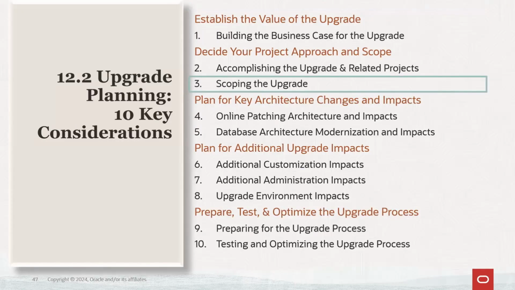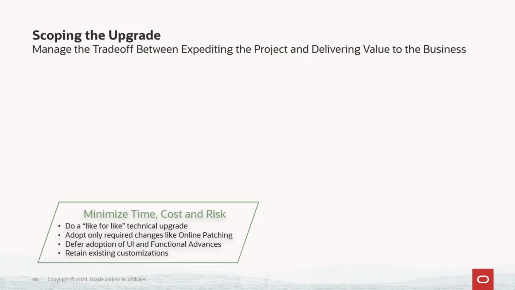All right, let's talk a little bit about how you're going to scope the upgrade to 12.2. In particular, we'll talk about managing the trade-off between just getting the project done and delivering value to your business. So it's fairly common for organizations to think in terms of minimizing their time, their cost, and their risk by taking on what they call a like-for-like technical upgrade, where they're only taking up required changes like adopting online patching, which you have no choice about, but deferring the adoption of things like the various advances in the UI and functionality and retaining existing customizations.